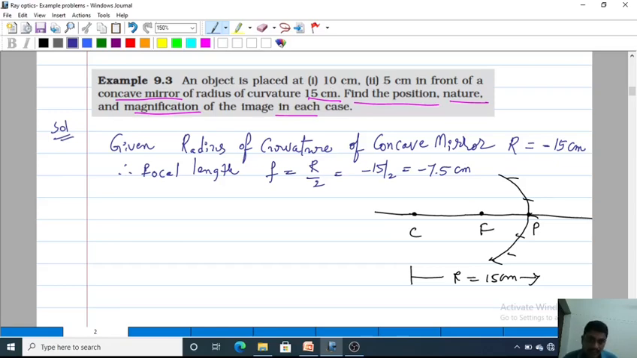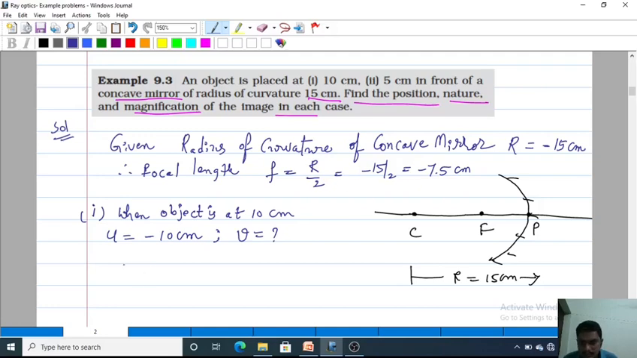Okay, now we need to find the position, nature and magnification of the image when the object is at 10 centimeter and also at 5 centimeter from the concave mirror. First we will discuss the first case, when the object is at 10 centimeters. In that case object distance u is equal to minus 10 centimeter. Okay, because object distance is measured against the direction of the incident light.